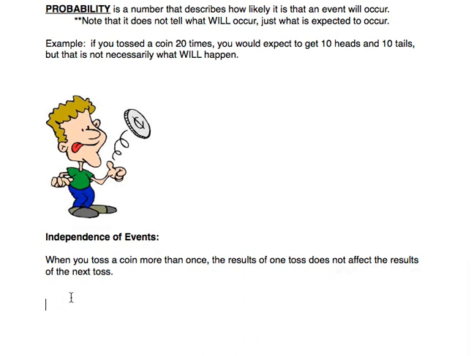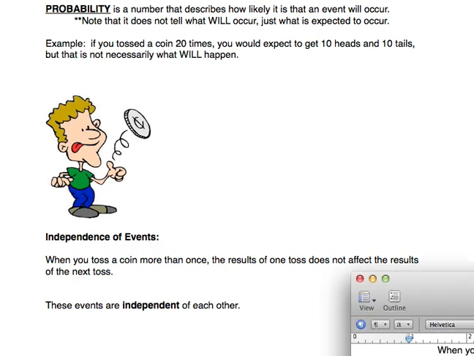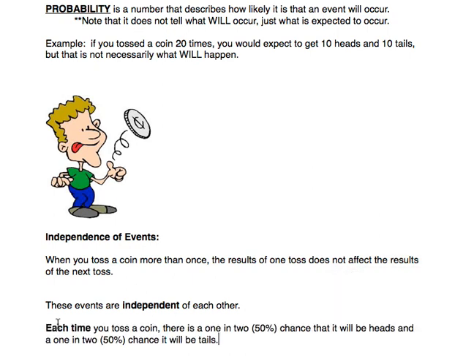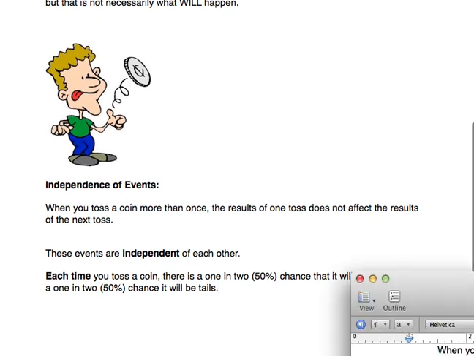So again, if you tossed a coin twice and the first time you got heads, it doesn't mean that the next toss is going to be tails, because there's a 50-50 chance of getting heads or tails and you already got a heads, right? That first toss has no impact on the next toss. I'm harping on this, but I really want you to know this. Each time you toss a coin, there is a 1 in 2 or 50% chance that it will be heads and a 1 in 2 or 50% chance that it will be tails.